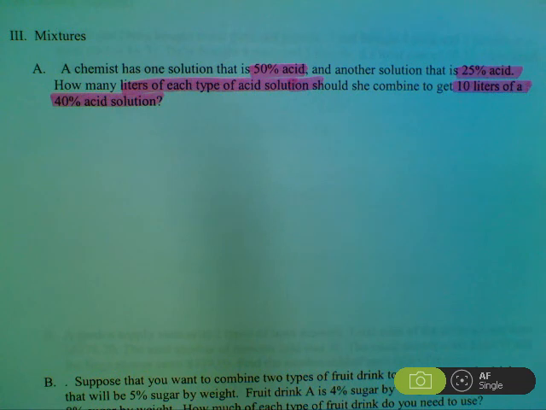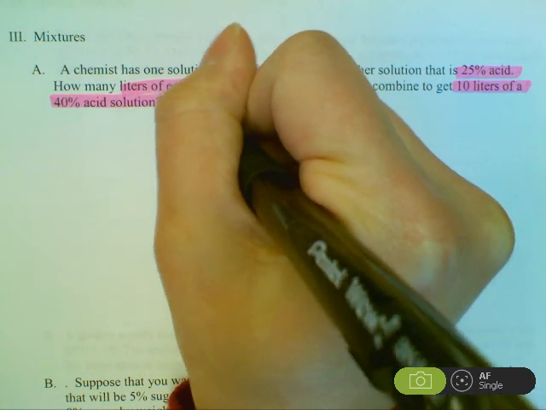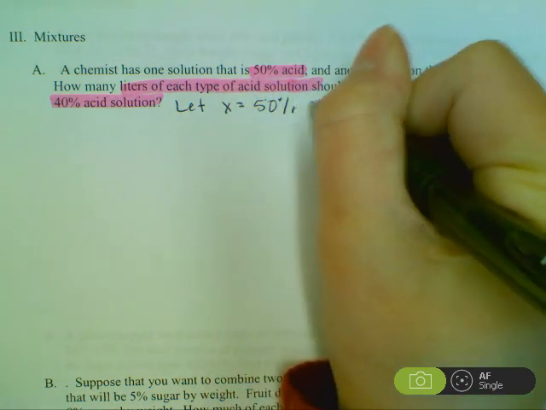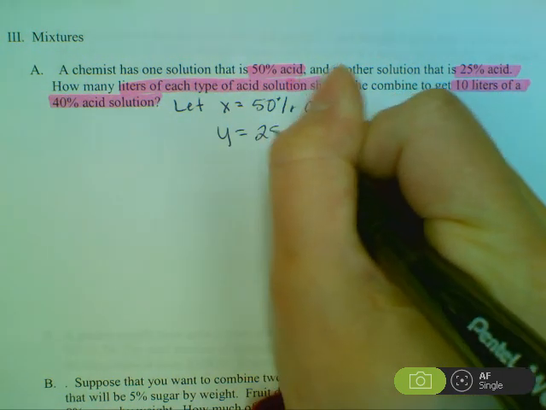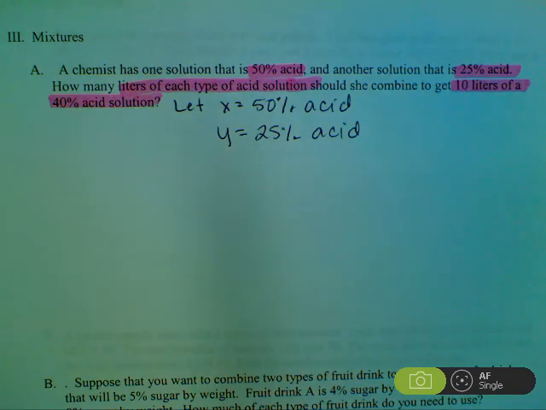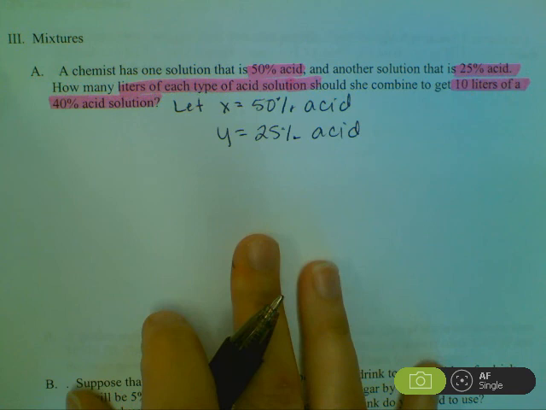The first thing that you want to do in this equation is set your variables. I'm going to just let x equal the 50% acid solution, and I'm going to let y equal the 25% acid solution. It doesn't matter which one is x and which one is y, as long as you make sure that you match them up correctly at the end.